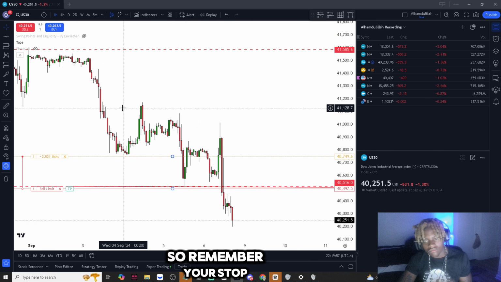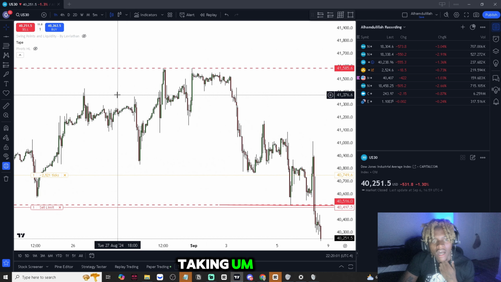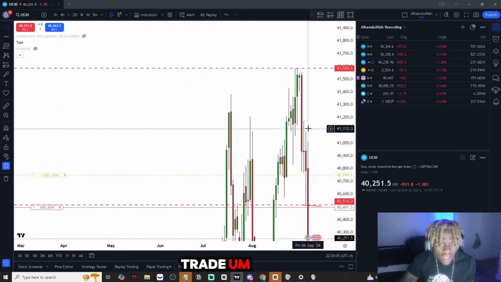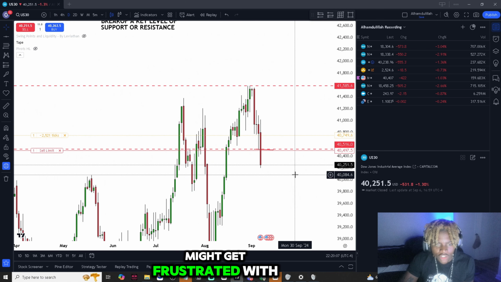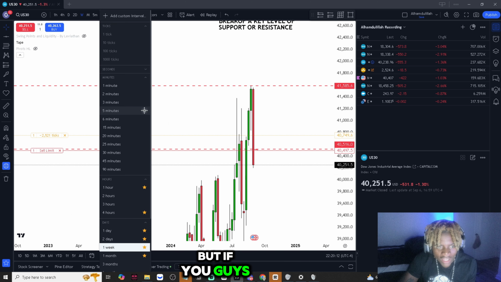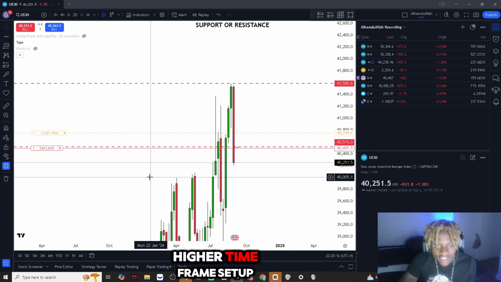So remember, your stop loss is going to be different depending on the type of setup that you are taking. But reversals or breakouts are both great to trade. Just one thing you might get frustrated with is reversals. Reversals are absolutely fantastic to trade, but if you're going to trade reversals, I do recommend you only trade reversals off of a higher time frame setup.